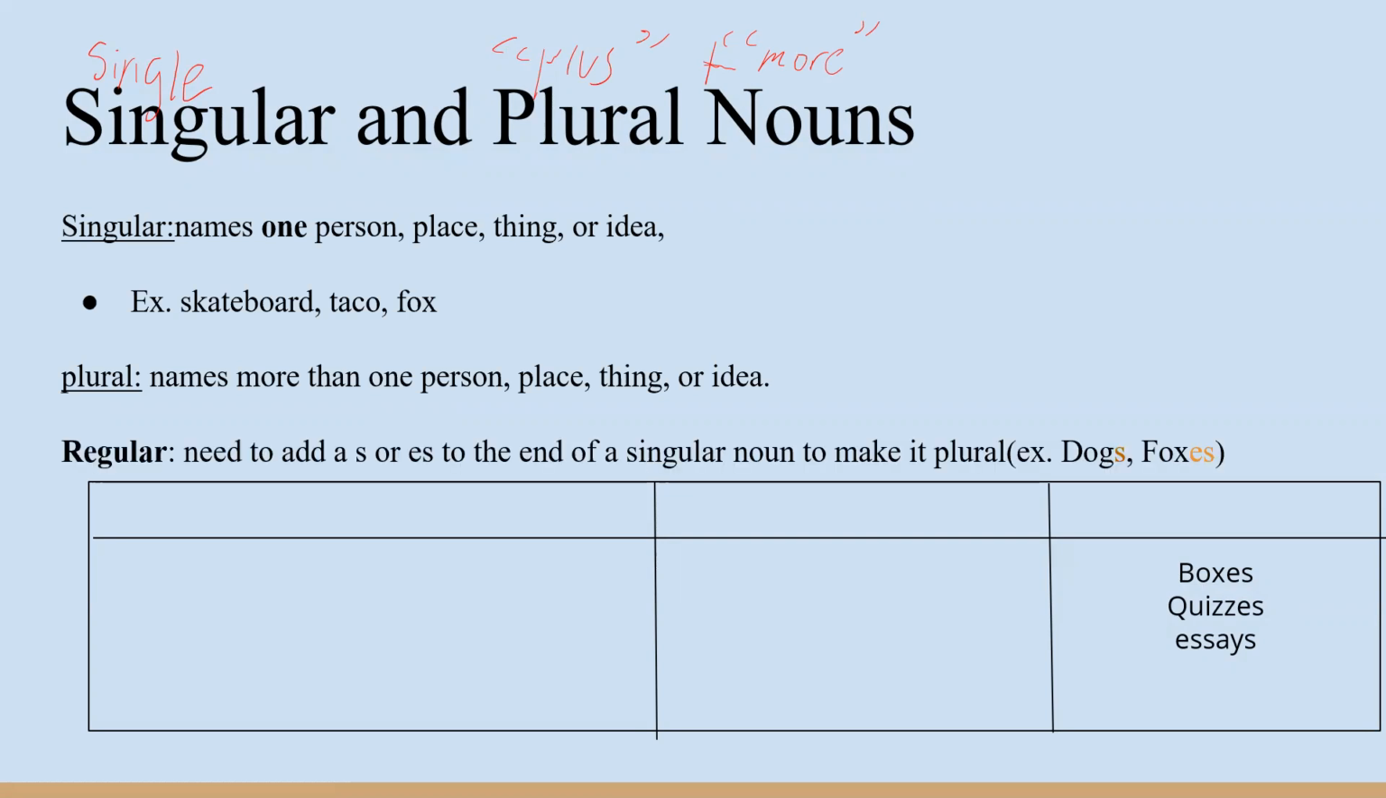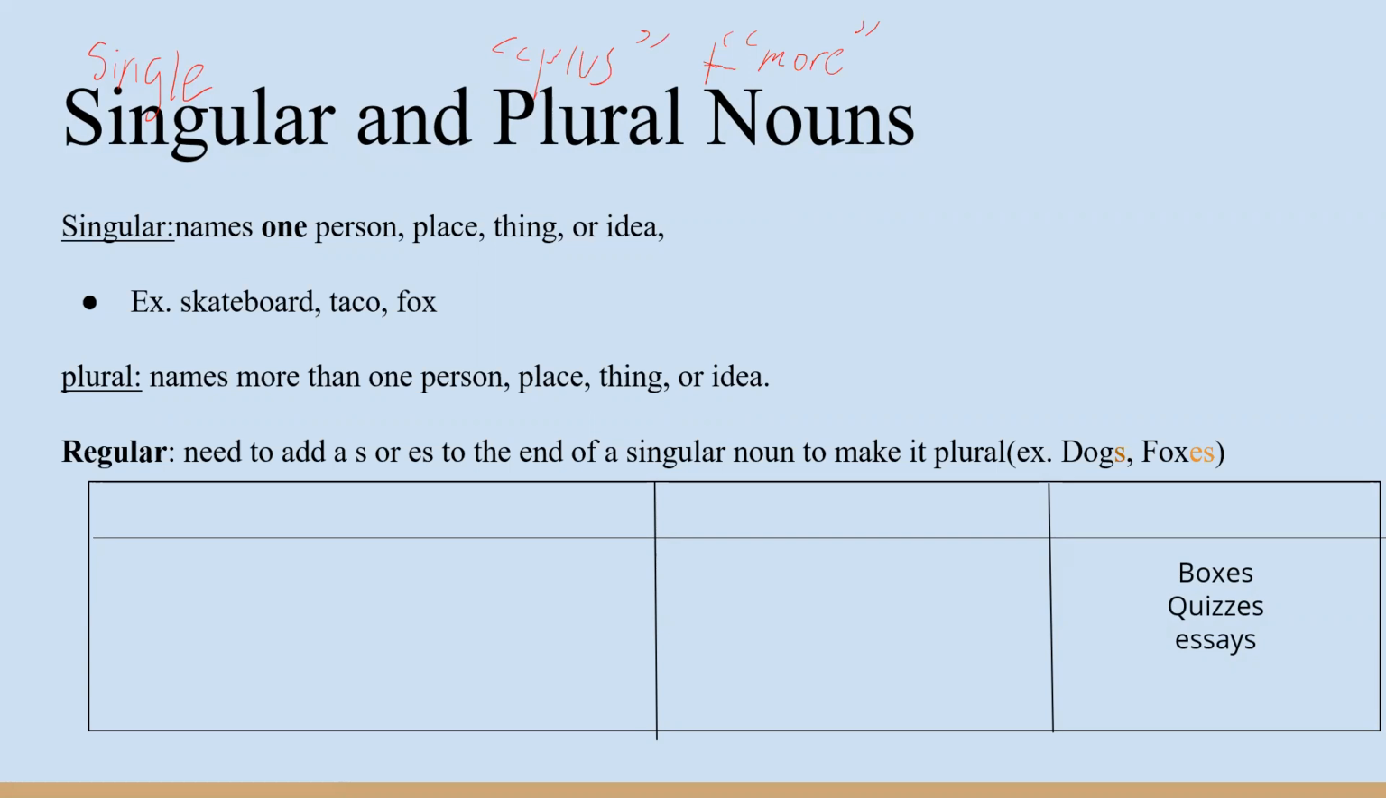So there's two types of plurals, which is the regular and the irregular. For regular, you need to add an S or ES to the end of a singular noun to make it plural. For example, in dog, you would need to add an S at the end to make it dogs, more than one, plural. And for fox, you would need to add an ES to make it more than one, plural.